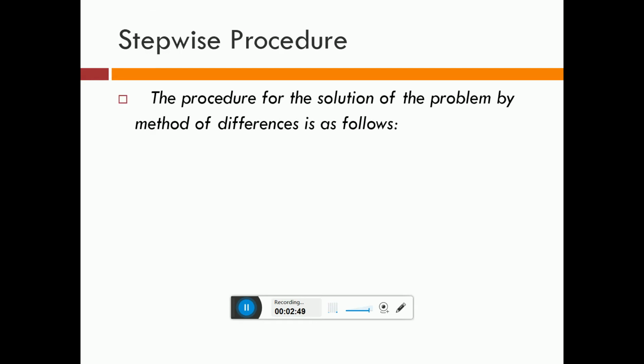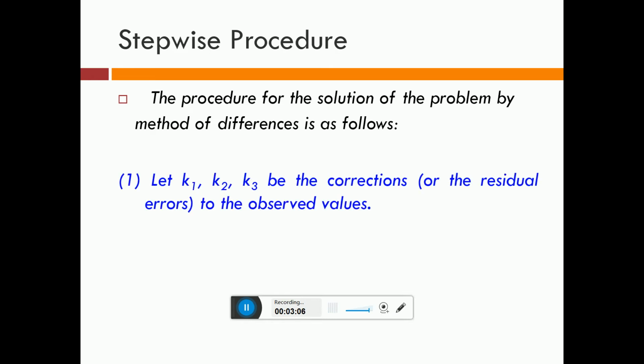Let us study the stepwise procedure to arrive at the most probable values of the quantities by the method of differences. The procedure for the solution of the problem by the method of differences is as follows. First step, assume a set of corrections to the respective quantities. Let K1, K2 and K3 be the corrections to the observed values. These corrections are also called the residual errors in the observed values.